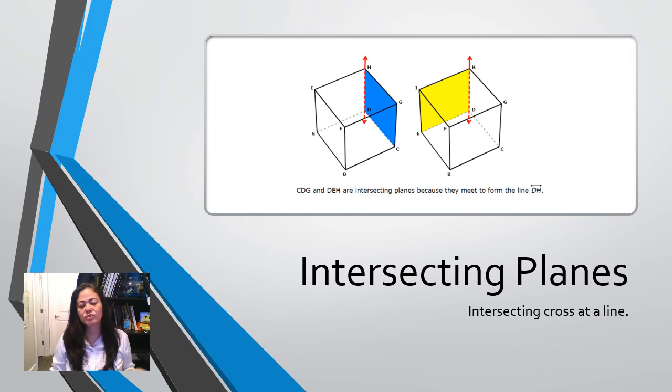But you might have two planes that do intersect. So here's an example. CDH is that blue plane and EDH is that yellow plane, and they share that one line in common. That DH line is where they cross. So it's like the two sides of the cube have one corner or edge that they share. And so those two planes are considered intersecting planes.